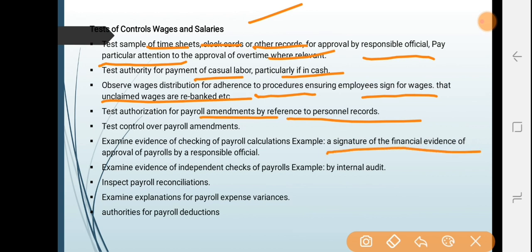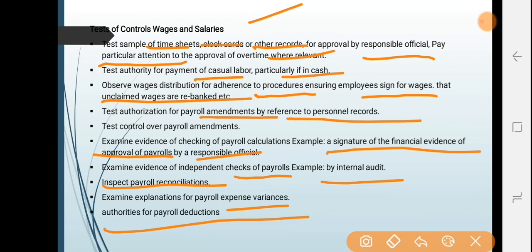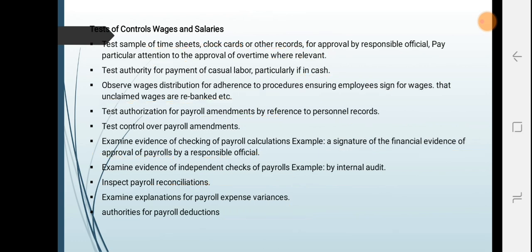Example, a signature or financial evidence of approval of payroll by responsible officials. Then examine evidence of independent checks of payrolls, for example, by internal audit. Then inspect payroll reconciliation. Examine explanation for payroll expense variances, authorities for payroll reductions. All this has to be taken care of with respect to control of wages and salaries.